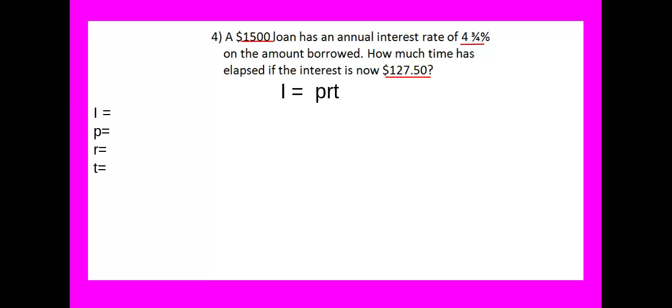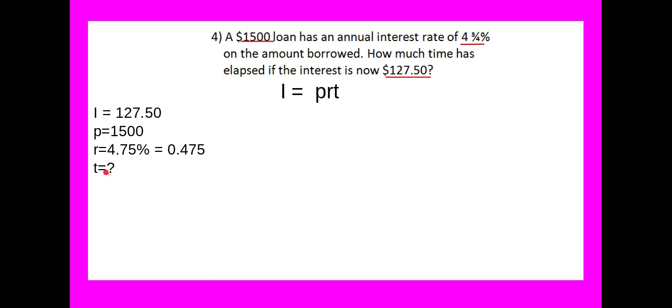So we're still going to use our little guide on the side, underline your information, and write I, P, R, and T. Now for I, we're going to be putting in our interest, which is now $127.50. Principal is still the money we're investing, which is $1,500. And our rate is, this is the wrong decimal. It's supposed to be 0.0475. So please adjust that.